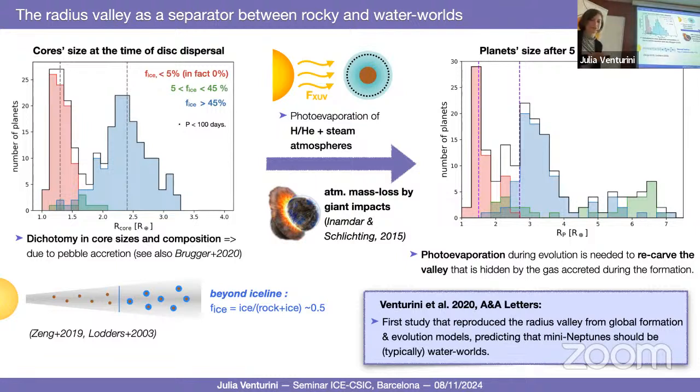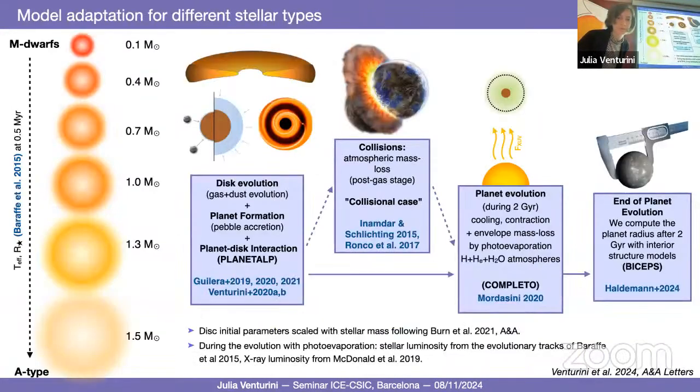Just to highlight that this was the first time in the study that we reproduced the radius valley from global formation and evolution models, predicting that mini-Neptunes should be water worlds, contrary to what was said by evolution models that these planets should be dry. These should be very water-rich planets, water worlds.